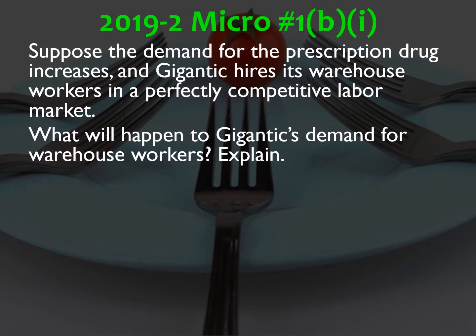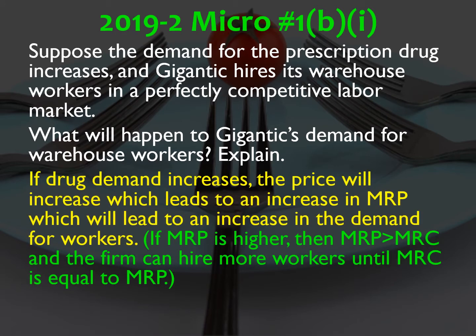B1, suppose the demand for the prescription drug increases and Gigantic hires its warehouse workers in a perfectly competitive labor market. What will happen to Gigantic's demand for warehouse workers? Explain. So if the demand for the drug increases, remember the demand for labor or any other resource is derived from the demand for the underlying good. So if the demand for the drug increases, the demand for any resources, including workers, will also increase.